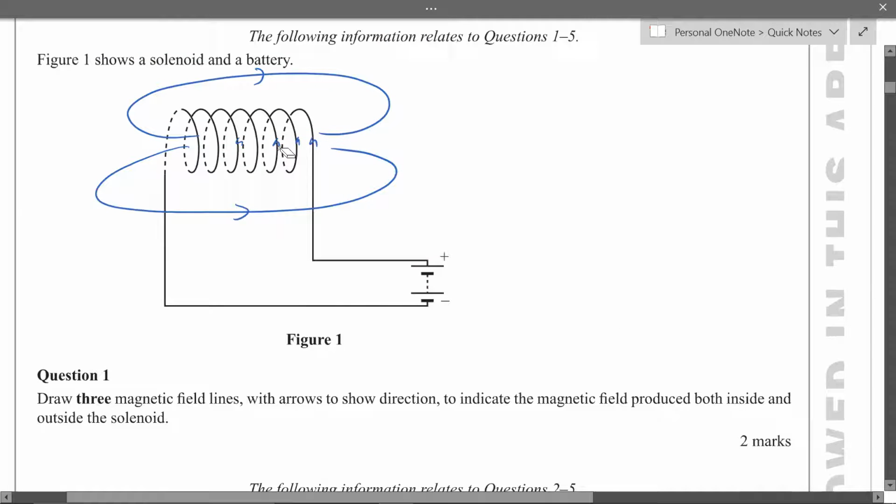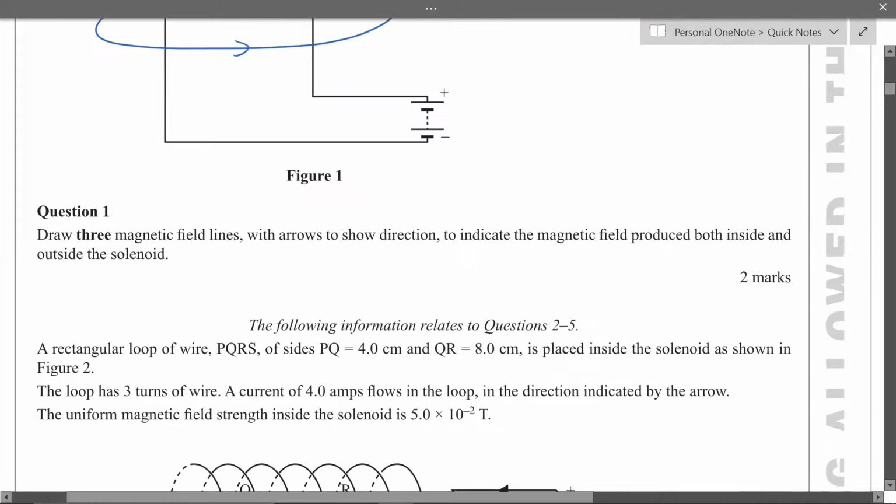I'll just draw that a bit more clearly. Yeah, and the point to be careful about is that you don't intersect any of your magnetic fields, because then that would be wrong.